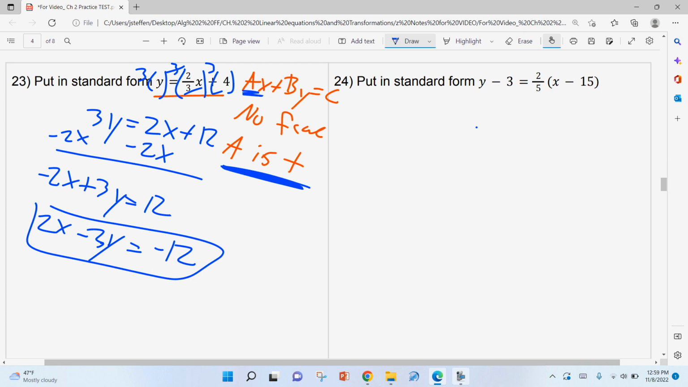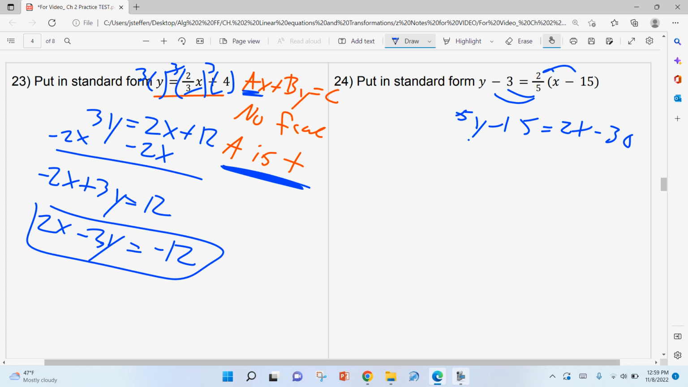Now, number 24, again, there's a couple different ways to do this. So whatever way you want to do it is fine. If you don't know which way you like best, or if you're not sure of a different way, I would stick with this one. Same thing we've been doing, so distribute the 5 to the left. So 5y minus 15 is equal to 2x minus 30.